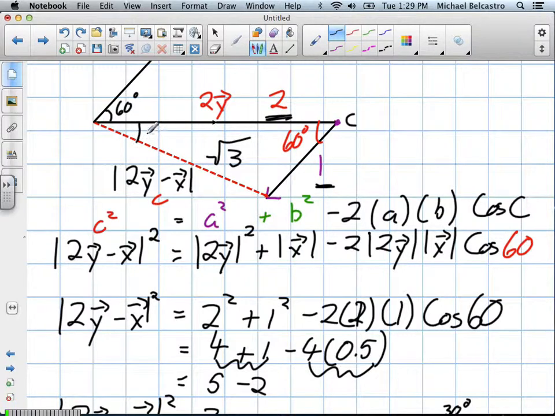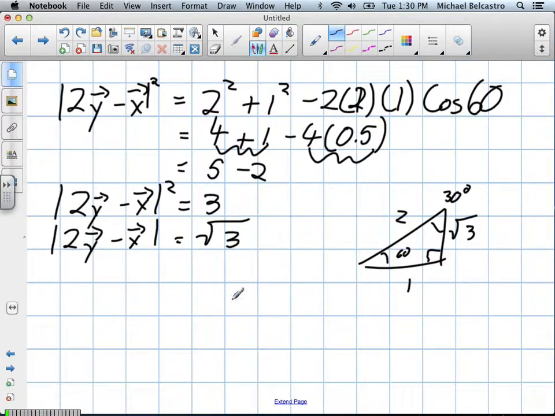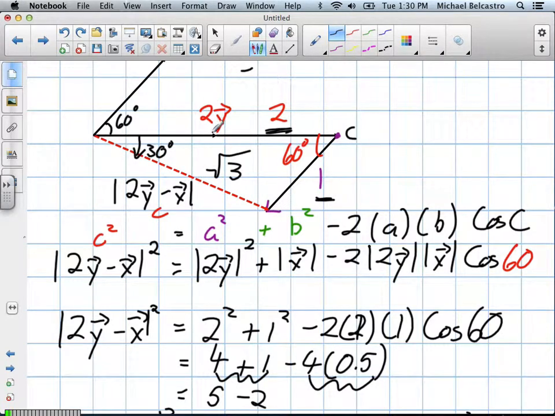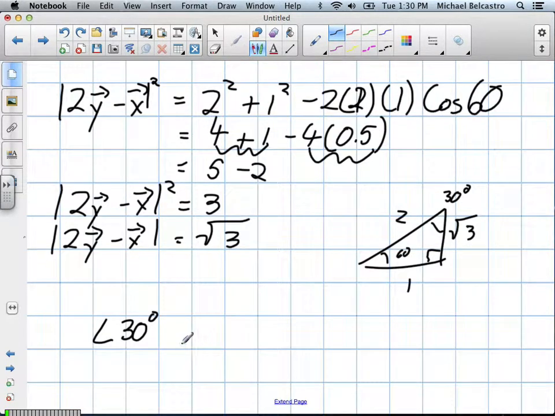Our resultant vector, we can now say, is at an angle of 30 degrees. Scroll up a little, because this angle here is now 30 degrees. It's 30 degrees clockwise of vector y. That would give it some type of bearing. So 30 degrees clockwise of vector y. That's what I want to add to it.